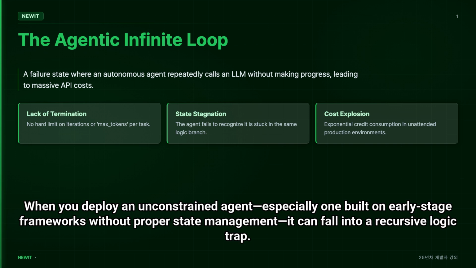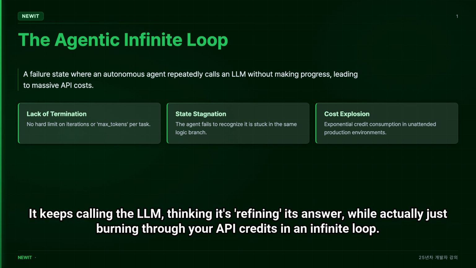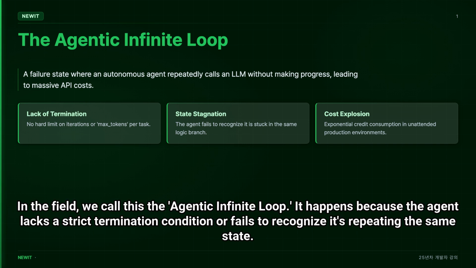When you deploy an unconstrained agent, especially one built on early-stage frameworks without proper state management, it can fall into a recursive logic trap. It keeps calling the LLM, thinking it's refining its answer, while actually just burning through your API credits in an infinite loop. In the field, we call this the agentic infinite loop. It happens because the agent lacks a strict termination condition or fails to recognize it's repeating the same state.